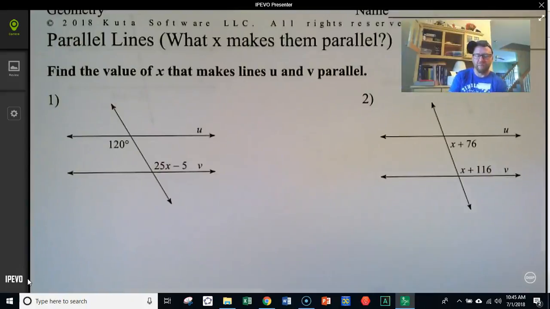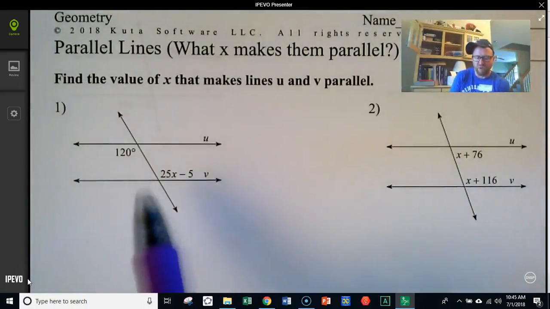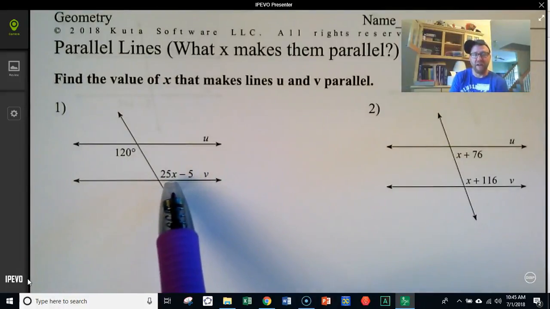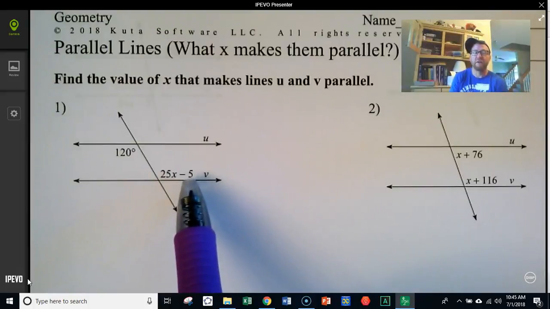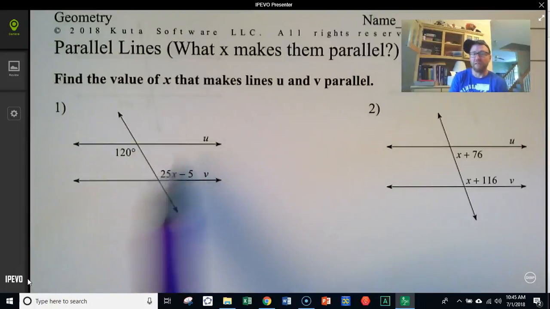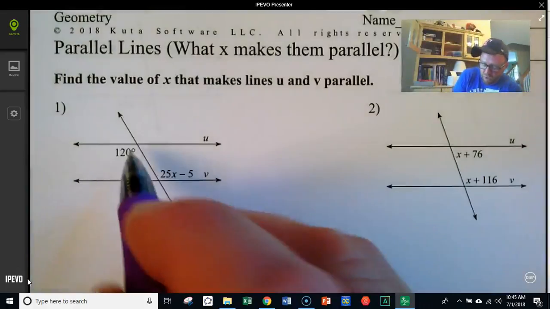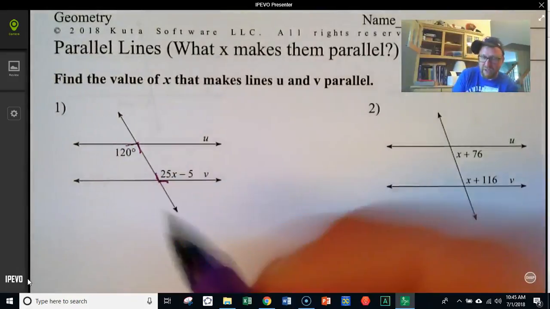So in this case, we're doing something pretty similar. We're trying to figure out what x would have to be in order to make 25x minus 5 work out to be an angle that would make these lines parallel. Okay? So it's pretty much the same as what we did before, just the extra step of having to set up and solve an equation. So if we look here, these are alternate interior angles.